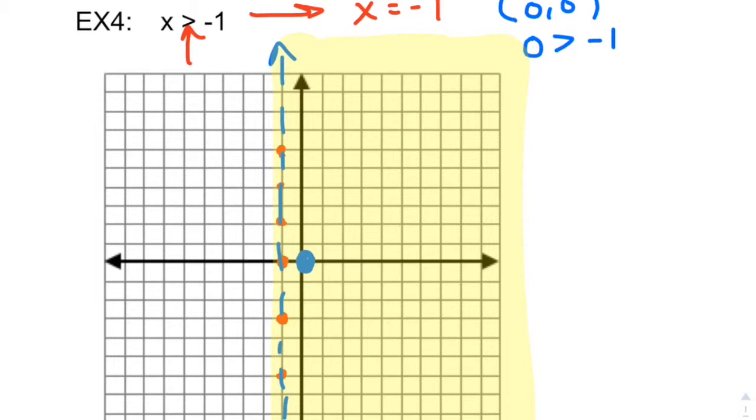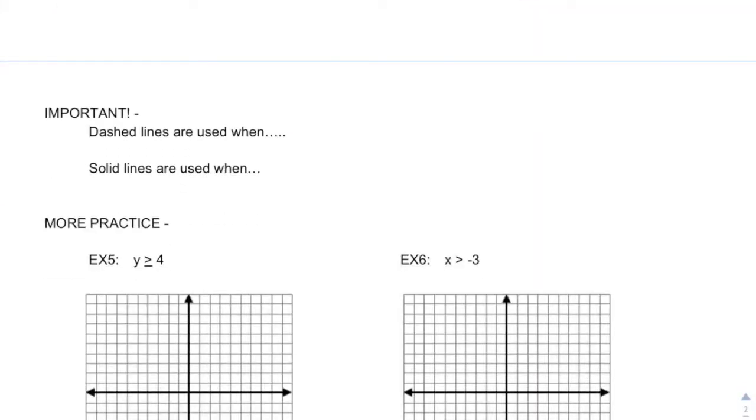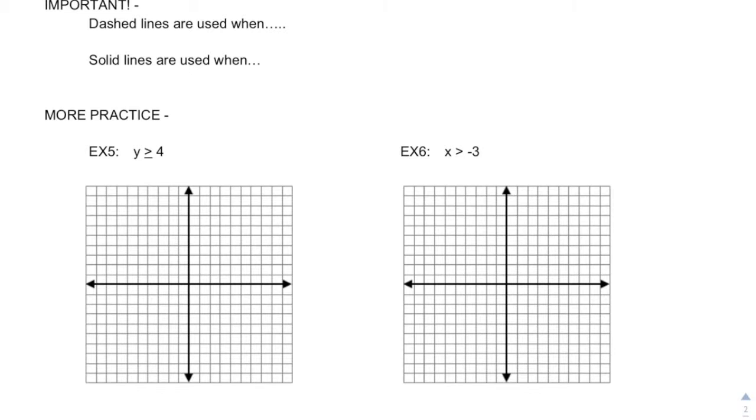So now I'm going to give you guys about 2.5 minutes to graph example number 5 and example number 6 here down on the bottom. You should be able to do that real quick, and then we'll go through them.